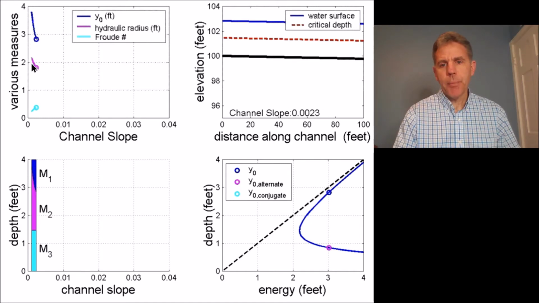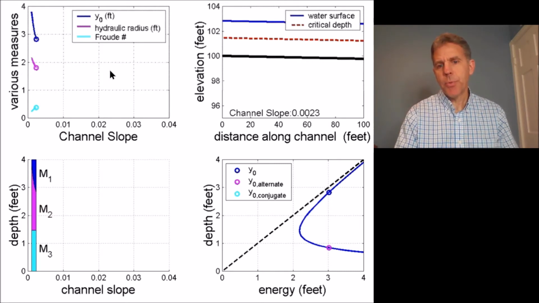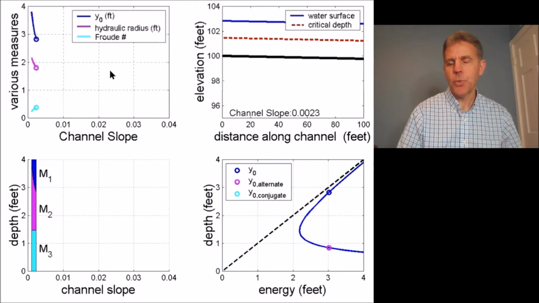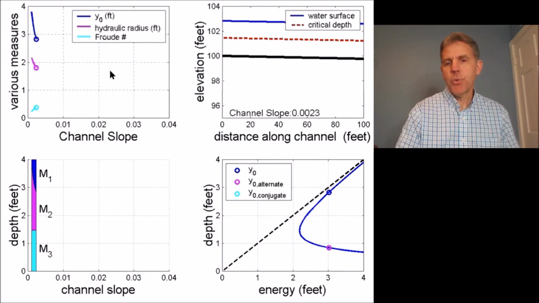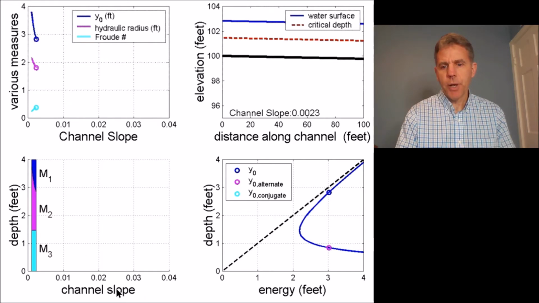As the slope basically starts small and gets steeper, we'll see how normal depth, hydraulic radius, and Froude number all change. Not surprisingly, the normal depth will decrease, so will the hydraulic radius, and I don't think I'm giving much away to say that the Froude number will increase. We'll move from subcritical to supercritical conditions.